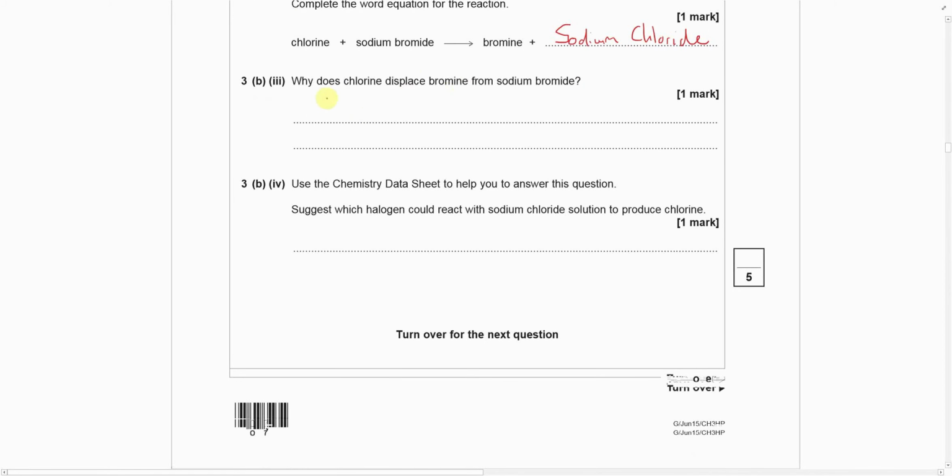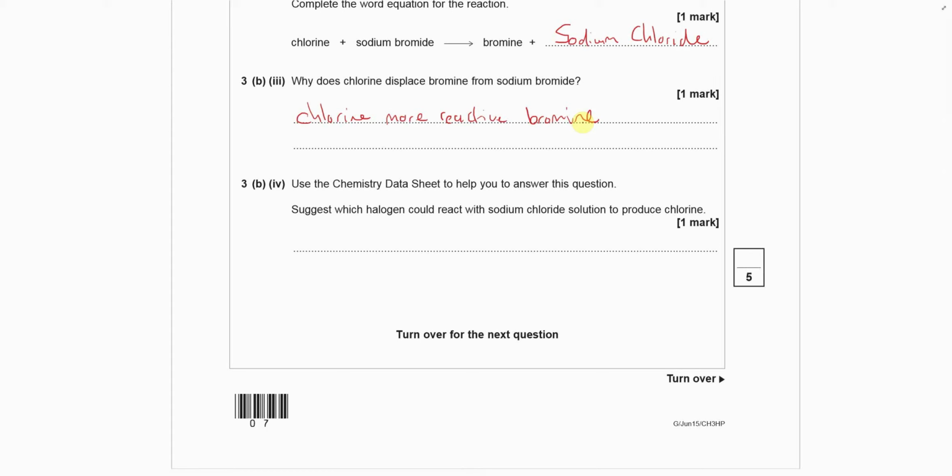Why does chlorine displace bromine from sodium bromide? Well, if you remember, chlorine is just much more reactive. It's more reactive than bromine, so it can displace it. They've both got 7 electrons in their outer shell, but the outer shell electrons of the chlorine are much closer to the nucleus, so it's much better at attracting electrons compared to the bromine.